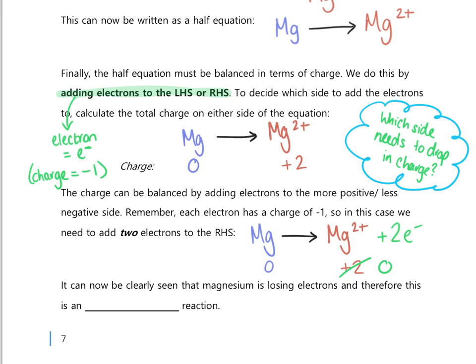So the magnesium atom is losing electrons. And what do we call the loss of electrons? We call it an oxidation reaction. Remember, OIL RIG, oxidation is loss. So you need to be confident in writing half equations from a balanced symbol equation, and we'll do a little bit more practice of that as we go through the topic.